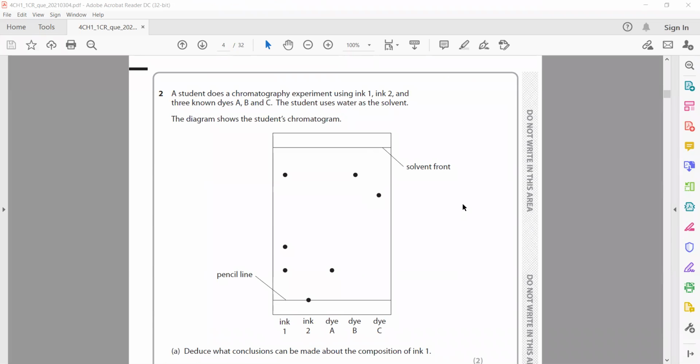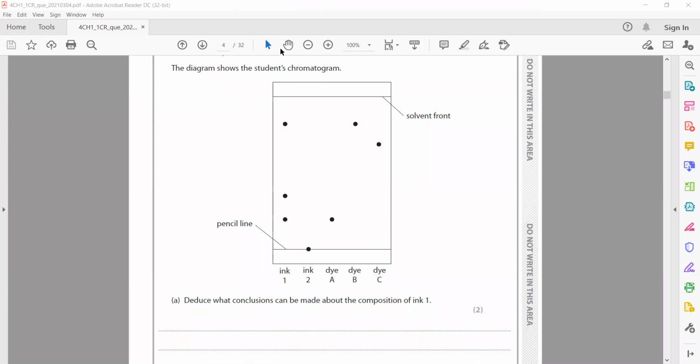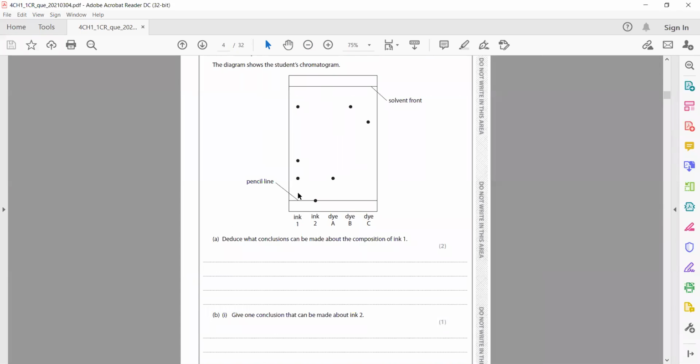A student does a chromatography experiment using ink 1, ink 2, and 3 known dyes A, B, C. The student uses water as a solvent. The diagram shows the student's chromatogram. Deduce what conclusion you can make about ink 1. What can we say about ink 1?